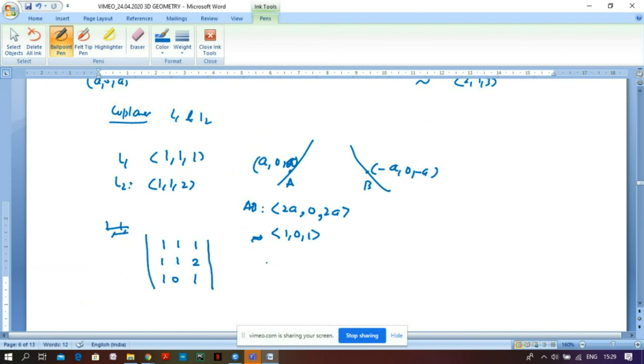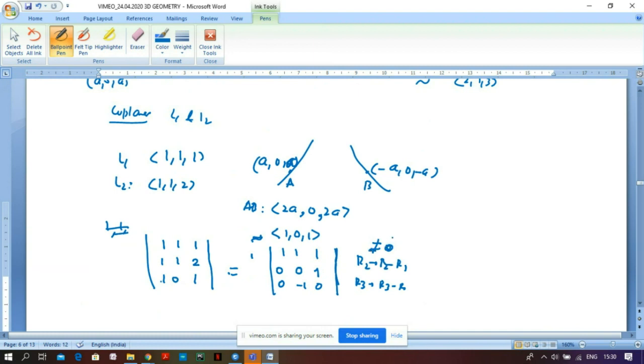The simplest way would be that I write 1 1 1 here, and then take R2 minus R1, and R3 also I take R3 minus R1. So that's 1 1 1, and this is 0 0 1, and this is 0 -1 0. Once I got this one, we can just check and we will find this determinant value is not 0. So we can conclude they are not coplanar.